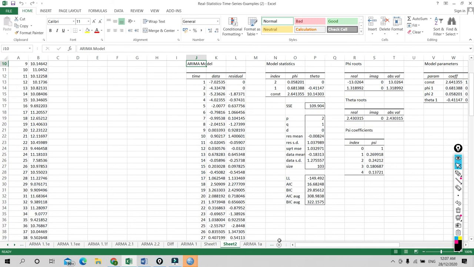Now by looking at this, the important thing is that if I want to compare with the previous one, I just compare the value here, AIC here. AIC is 16.68 and BIC is 29.86. So these two values here.